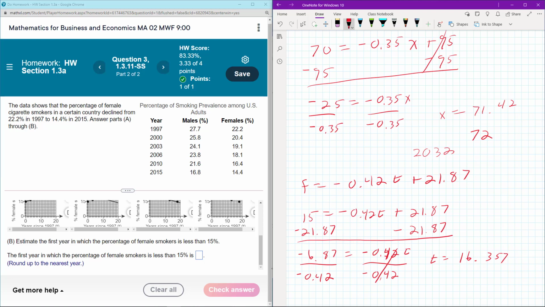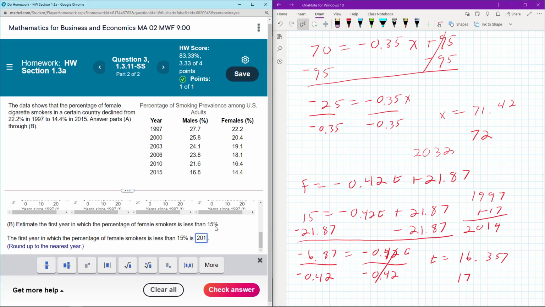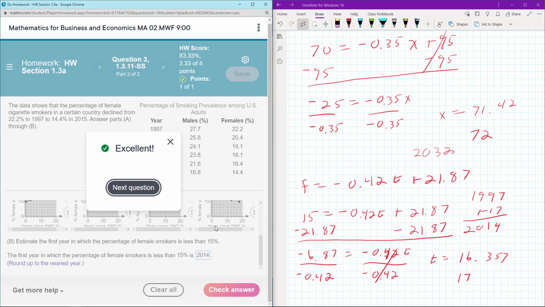Now remember, we want to round up to the nearest year. Well, if we have 16.35, if we round up, we are going to round up to 17. And then what year does this correspond to? Well, since we're talking about the years after 1997, we are going to have 1997 plus 17. That should give me 2014. And there you go.